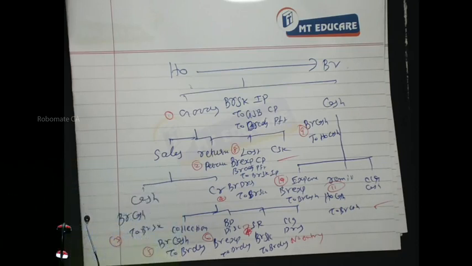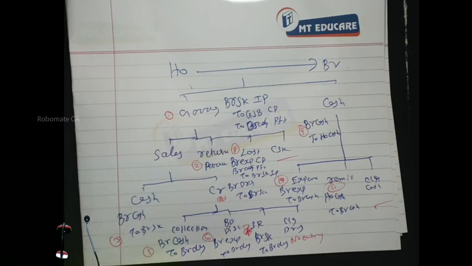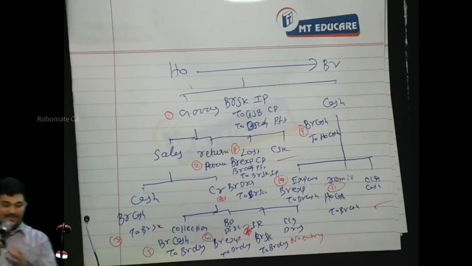Those are all purely transfer entries. Understood? Primarily, these are the entries to be made by whom? Head office, in relation to the branch. Which branch? Independent. Which method? Stock and debtors system. Are you following? Just quickly glance through these 11 entries, friends.